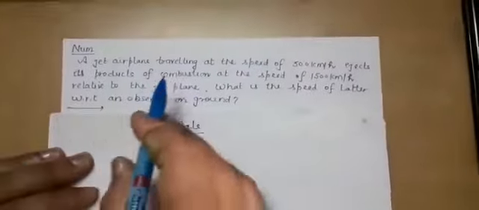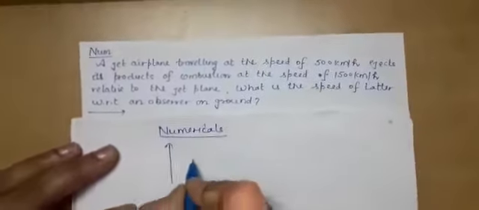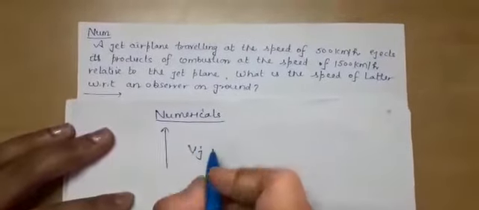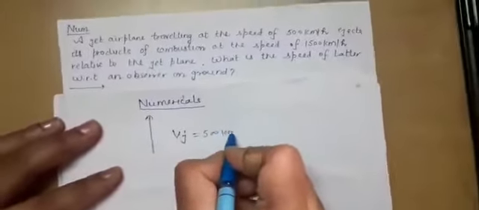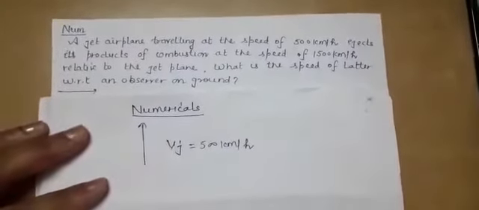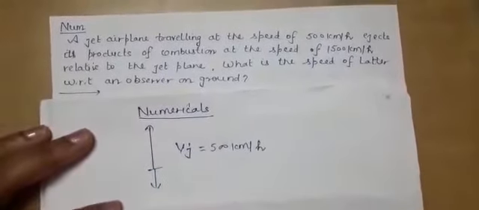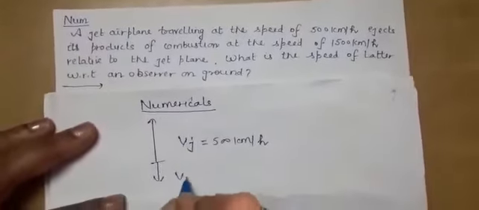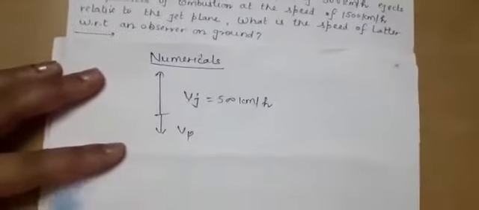See, a jet aeroplane is traveling at a speed. It means obviously the plane is moving. The jet plane is moving in the upward direction. It is not going somewhere else. It is moving upward with a speed of 500 km per hour. When it is moving upward, its product of combustion, that means waste material, is coming in the downward direction. So the velocity of product is given in the downward direction.